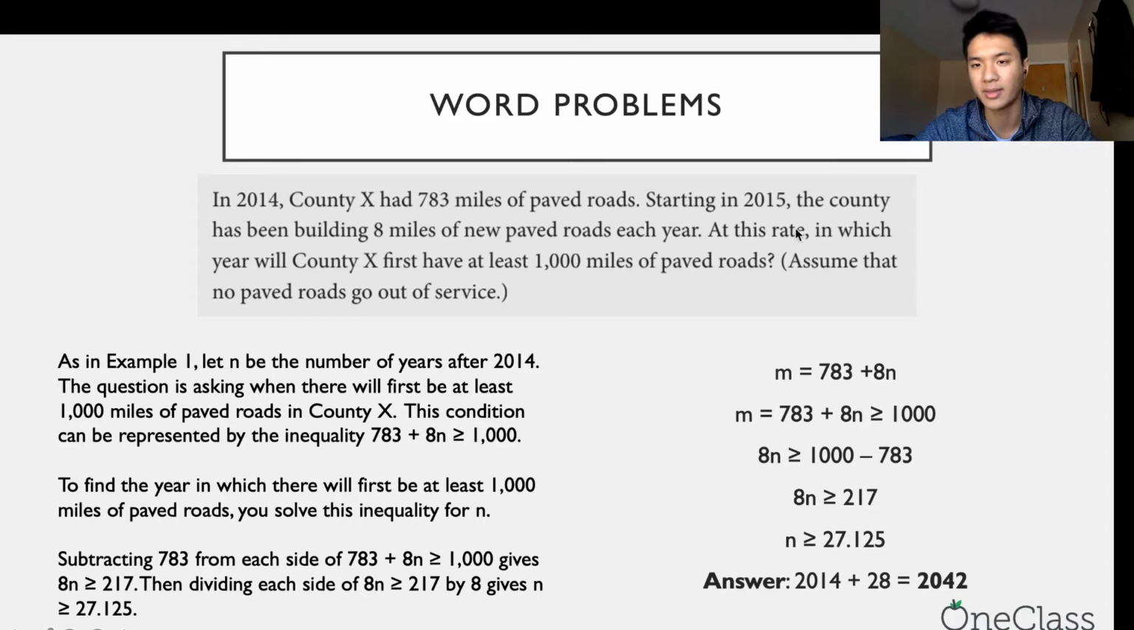Again, let's say at this rate, in which year will County X first have at least 1,000 miles of paved roads? Maybe we interpret that as saying, in which year is County X going to have exactly 1,000 miles of paved roads? So then we might round down and we say, oh, it's 27, it will be 2041. Or we might say 2041.125. Any of those answer choices would be wrong, right? 2042 is the only correct answer choice here.